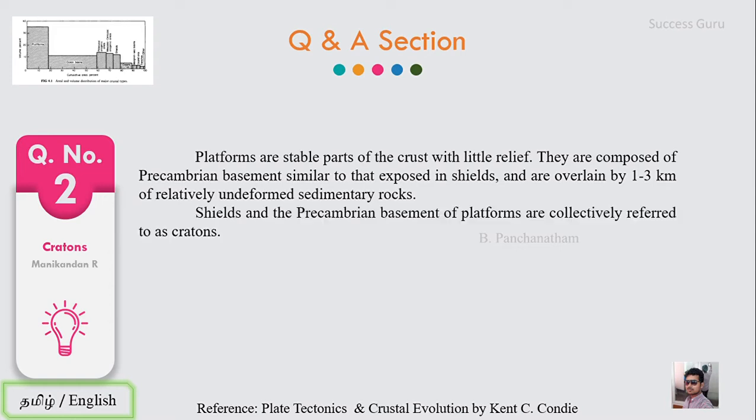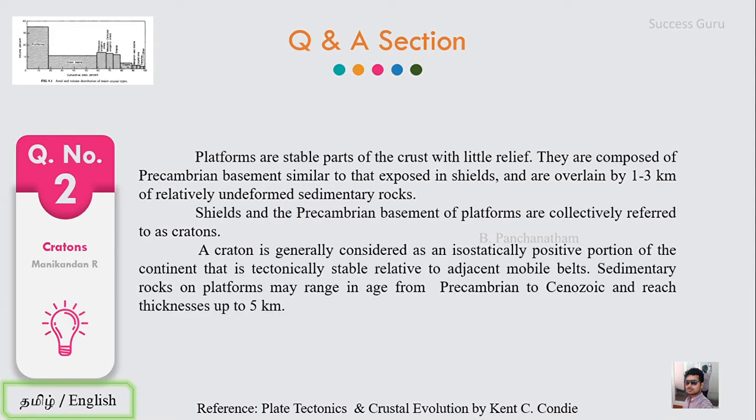Is that clear? So the shield as well as the Precambrian basement of the platform are collectively referred to as the craton. The craton is a term referring to the Precambrian portion of the continent, whether it is a shield or the Precambrian portion of a platform. So this is what the craton is. The craton is generally considered an isostatically positive portion of the continent that is tectonically stable relative to the adjacent mobile belt. The sedimentary rock on the platform may range in age from Precambrian to Cenozoic and can reach up to a thickness of 5 kilometers.